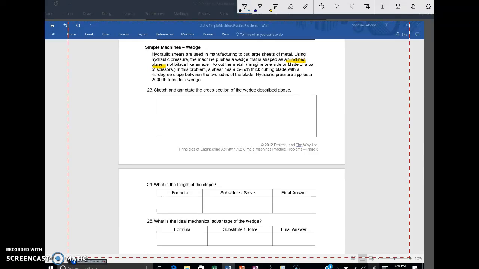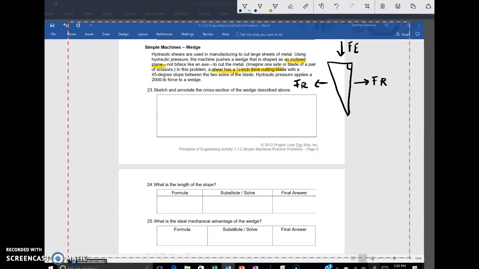If it's shaped as an inclined plane, the type of wedge that we're thinking about will look something like this, right? Where the top is where we're applying the effort force, and then the force resistance would be here. Right? Okay, so this is essentially an inclined plane. It's a wedge in the shape of an inclined plane. And it tells us that the shear has a 1/4 inch thick cutting blade.